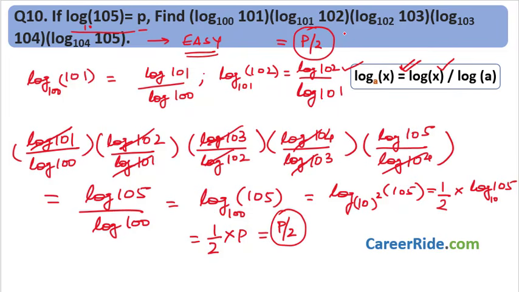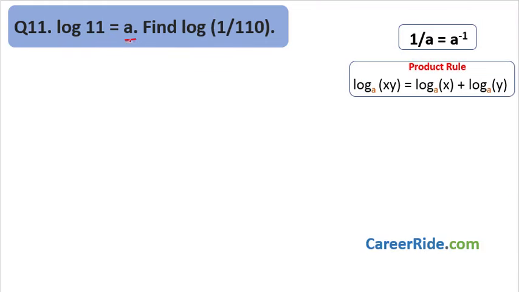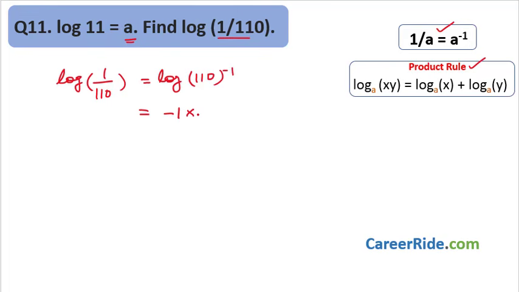Okay, let's move on. Question number 11. Log 11 is equal to A. Find the value of log 1 upon 110. So now see, we already know that 1 upon A can also be written as A to the power minus 1, right? This is an application of this and the product rule. Okay, how? Let's see. So log 1 upon 110, as we discussed, can be written as log 110 to the power minus 1, isn't it? So this is equal to minus 1 multiplied by log 110. This much we know already.